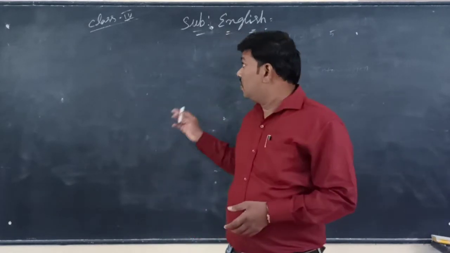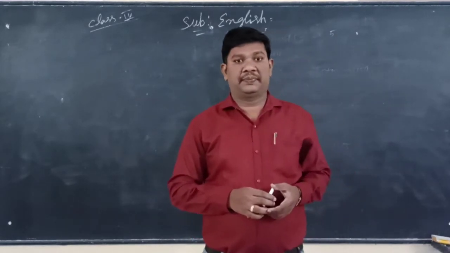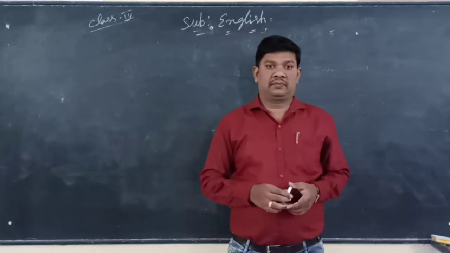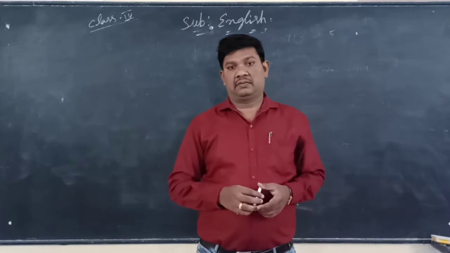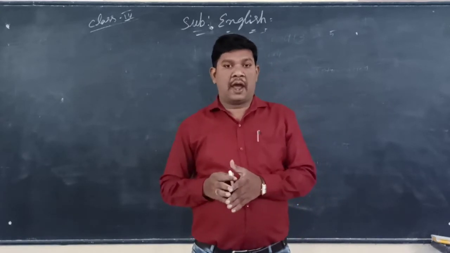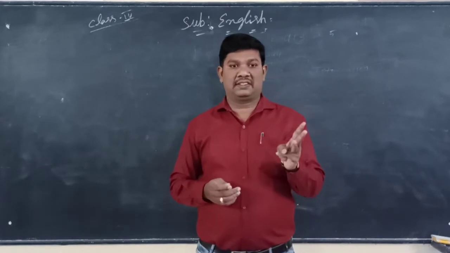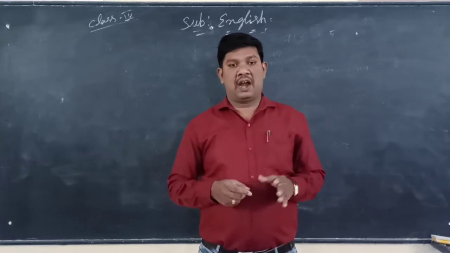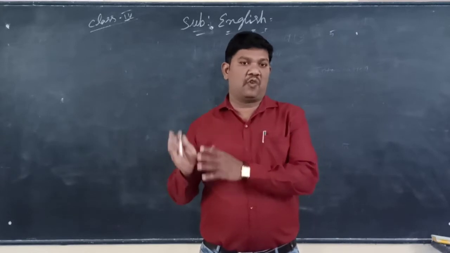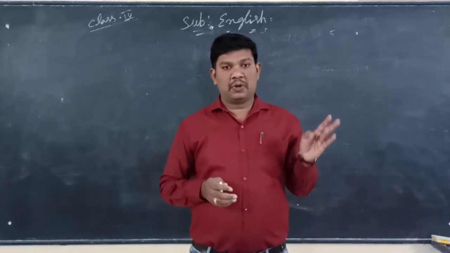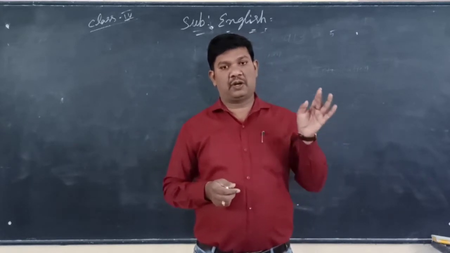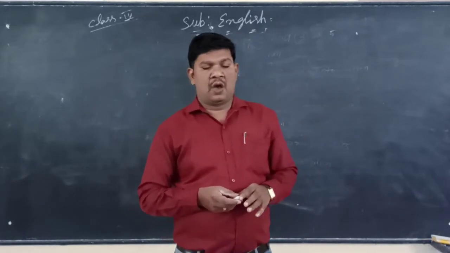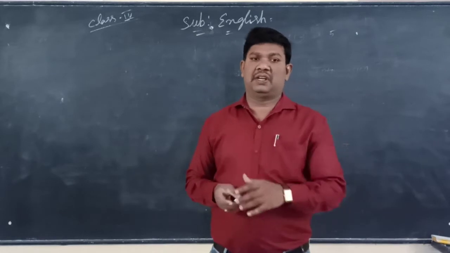This is the fourth class of English. In the previous class we learned tenses. In the tenses I told you three tenses: present tense, past tense and future tense. And also each tense has four forms: simple present, present continuous, present perfect and present perfect continuous tense. In the previous class we learnt simple present tense.